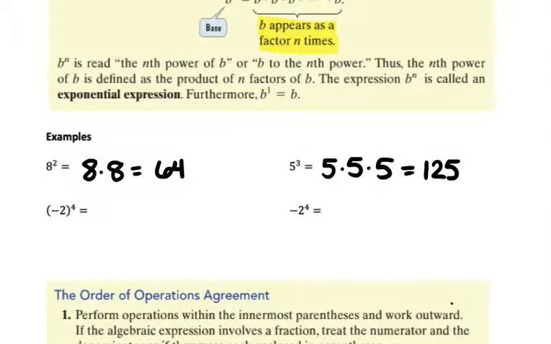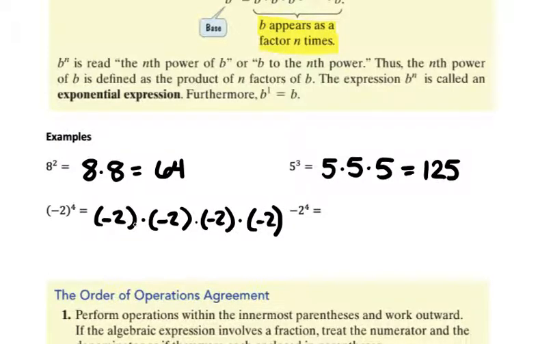With negative numbers, we have to be kind of careful. If we have a parenthesis around the negative number, then that means that we're multiplying the negative number by itself that many times. So negative 2 multiplied by itself 4 times. Now, when we multiply a negative times a negative, that always equals a positive. So we can think of this as doing negative 2 times negative 2, that equals positive 4. And if we multiply this negative 2 times negative 2, that also equals positive 4. So my answer here is positive 16.